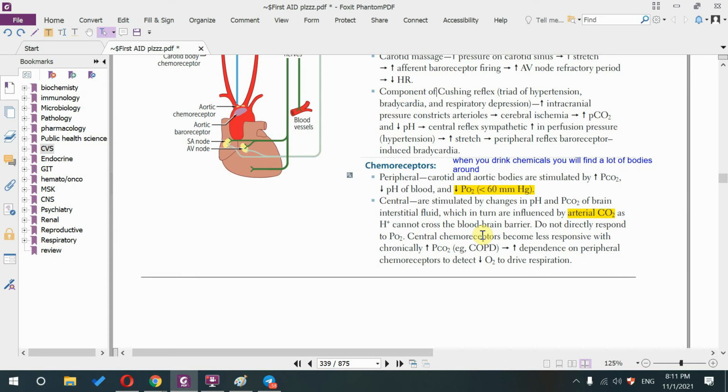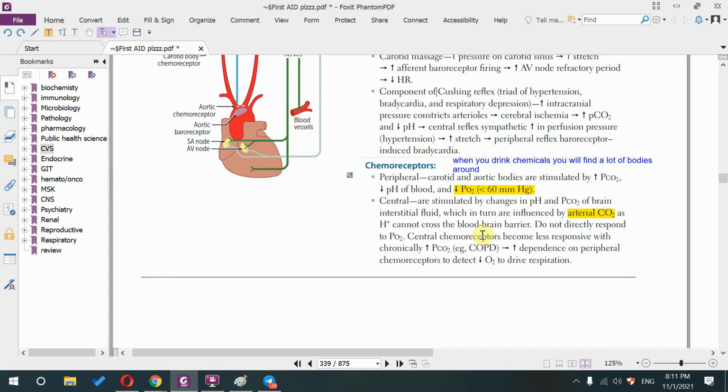So they write, do not directly respond to the PO2. Central chemoreceptors become less responsive with chronically increased PCO2, like in cases of COPD, yeah? Like when they are really used to the CO2 being high, they stop caring too much. They get a process called anergy or habituation, in which they get used to it. And there will be an increased dependence on peripheral chemoreceptors to detect the decrease in the O2 to drive the respiration.